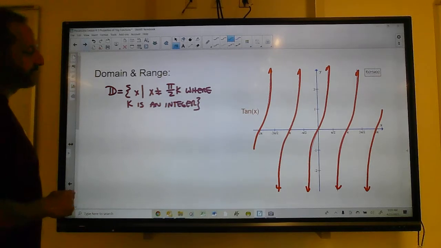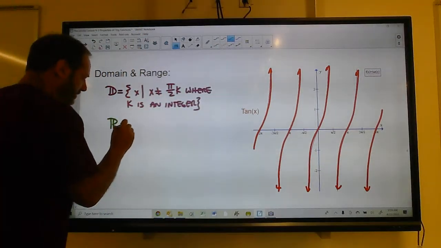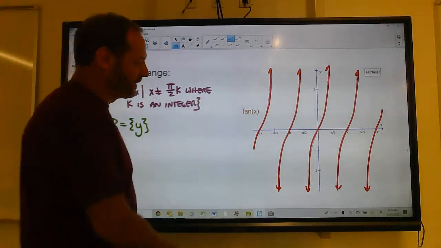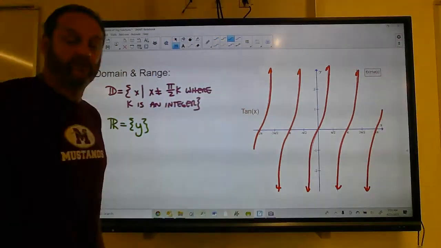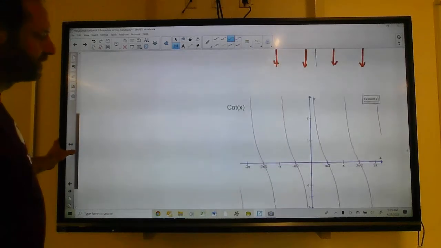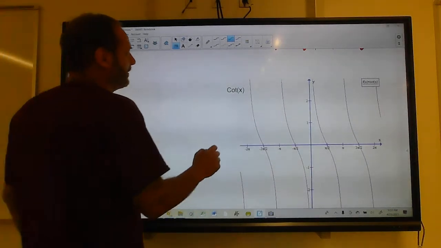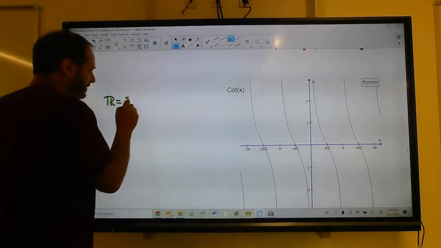Okay, now what's the range? That's an easy one. The range is just all the y's. You can get any number out you want. I can get any number down to -infinity. I can get 0. I can get any number up to +infinity. The range is easy on tangent. Cotangent, same thing. The range, again, is easy. It's just all the y's.